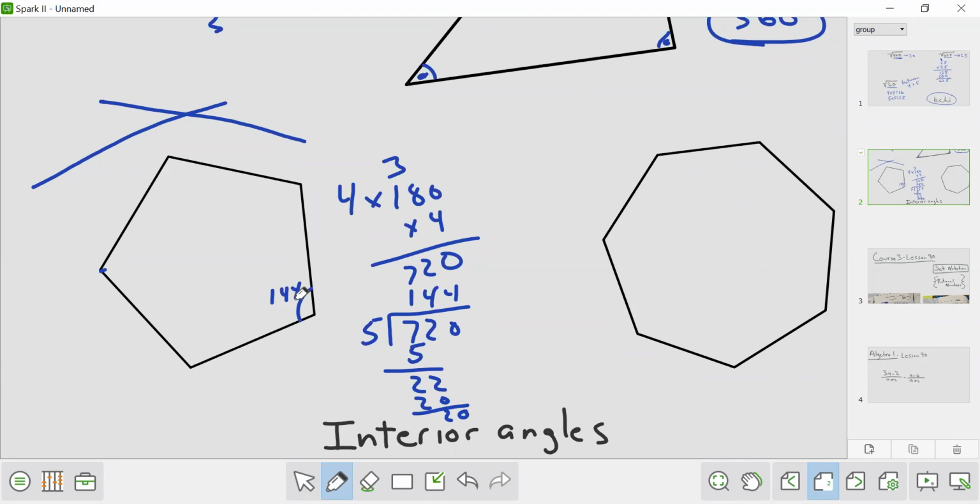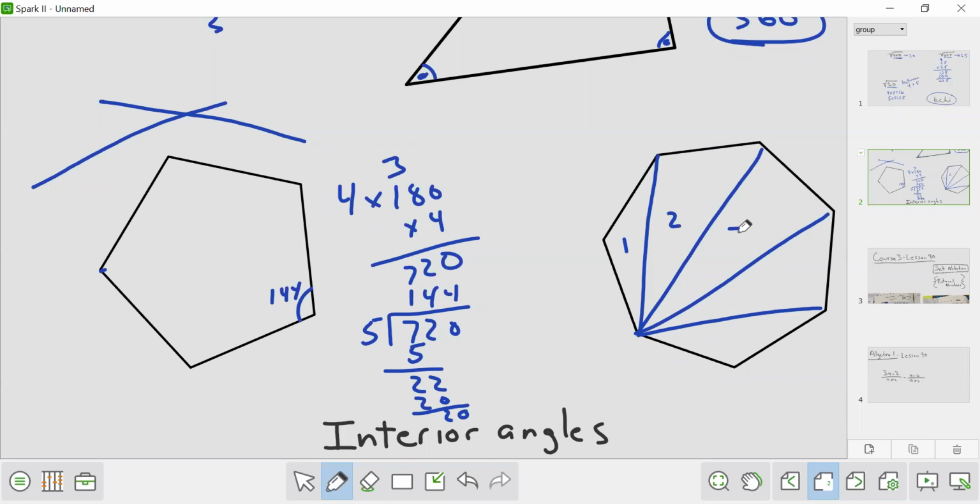All right. Now over here, if I do the same thing, how many diagonals are in this shape right here? I can start from this corner. It doesn't matter which corner I start with. There's 1, 2, 3, 4 diagonals. How many triangles does that make for us?